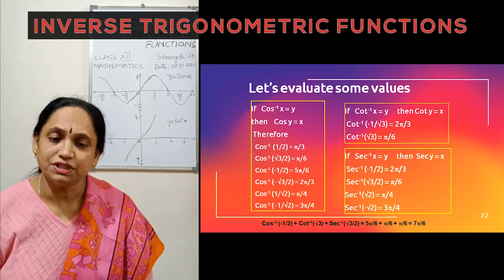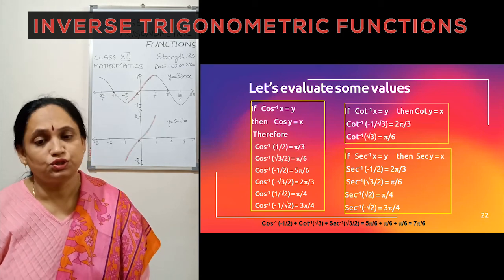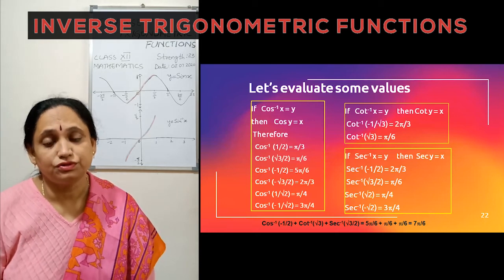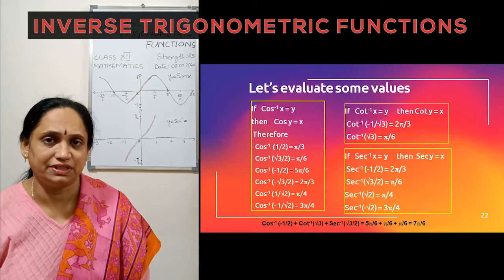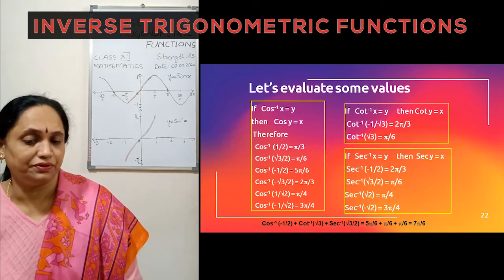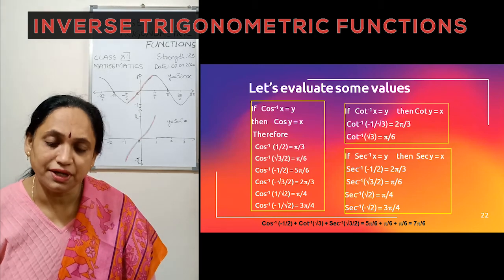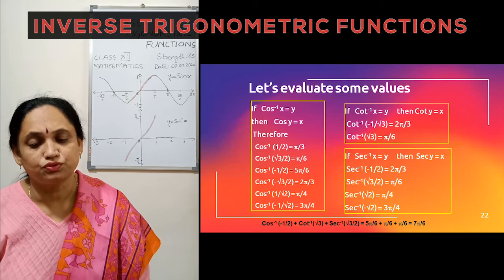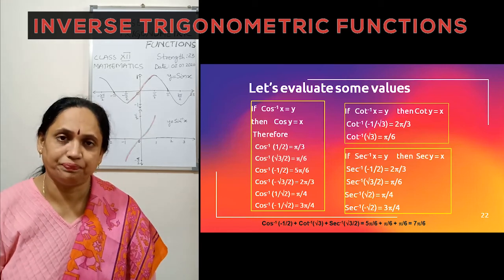Similarly, for cot inverse minus 1 by root 3, it is 2 pi by 3. And if you have a positive number, cot inverse root 3, the angle is positive, pi by 6. Secant inverse minus 1 by 2 is 2 pi by 3. Secant inverse root 3 by 2 is equal to pi by 6. Secant inverse minus root 2 is equal to 3 pi by 4.